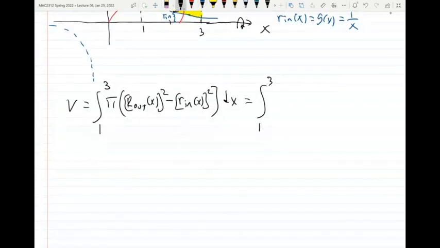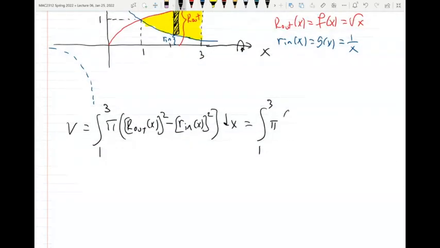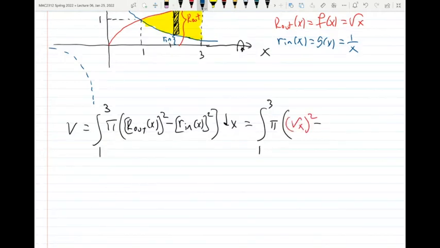So that would be the integral from 1 to 3 of pi times square root of x, this turns out to be an easy integral, minus 1 over x squared dx. And here the square root cancels nicely, right? And then the next one is 1 over x squared, which you can do by using the power rule, as x to the negative 2, and then continue that way.